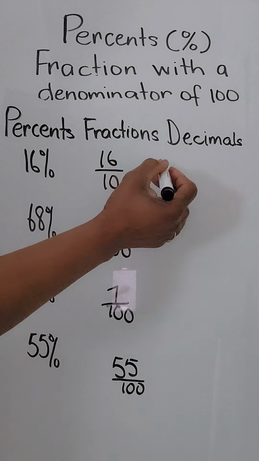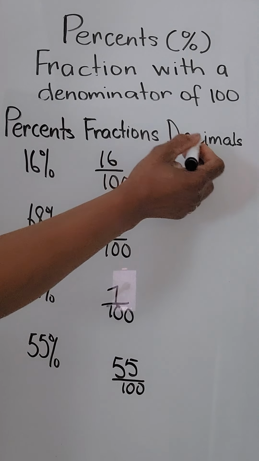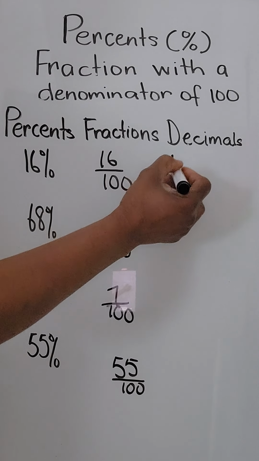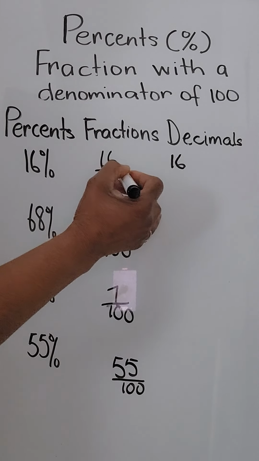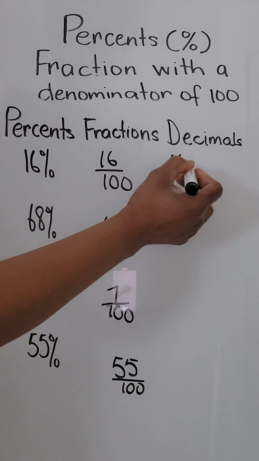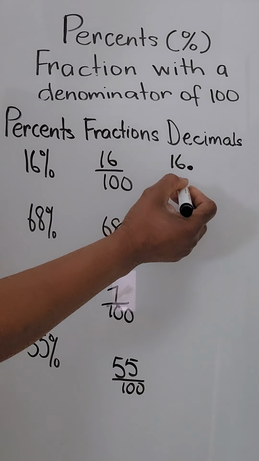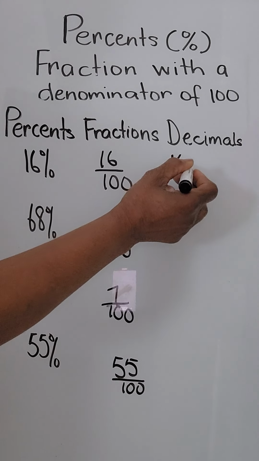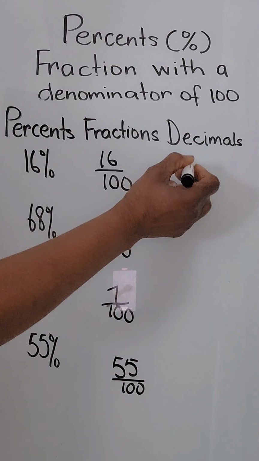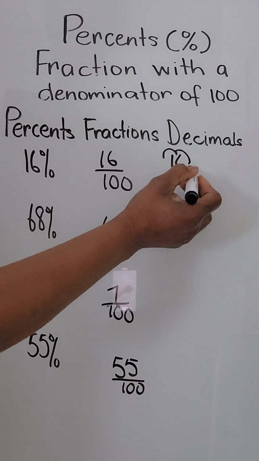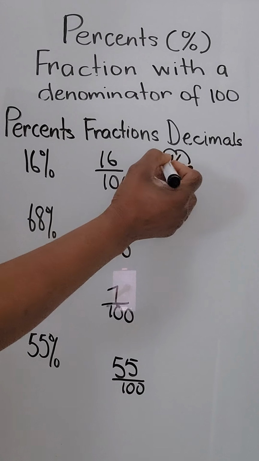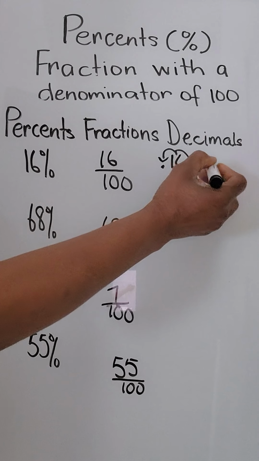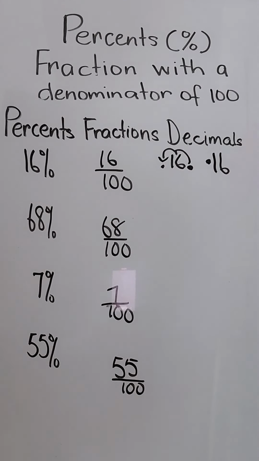16 over 100 to a decimal. So we have our 16. We remove the fraction bar and put a decimal point. Then we divide by 100. That means we move the point 2 places to the left. 1, 2. So the point is removed from here and it is now here. So that is equal to 0.16.